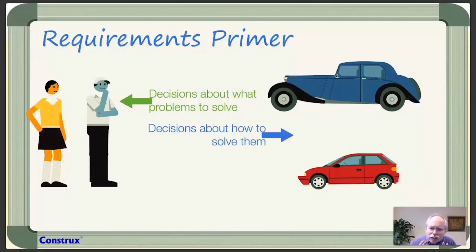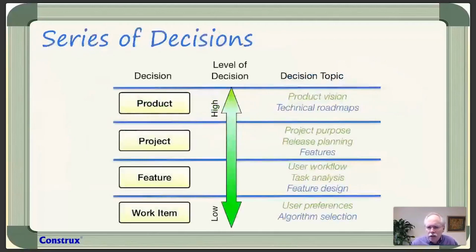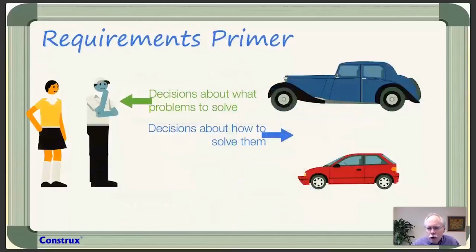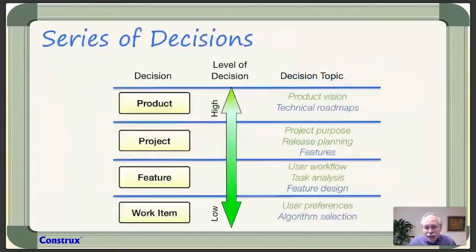Because now I can start seeing my entire process as a series of decisions. As we were here with the cars, the decision about problem to solve, and I have that in green here, and decisions about how to solve them in blue, we can see our project as this series of decisions, right? Decisions about what problems to solve and decisions about how to solve them. And this is a 4-level decision tree. You could have different levels if you so chose.